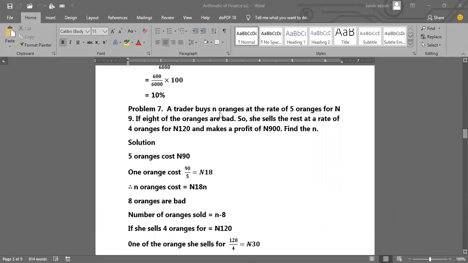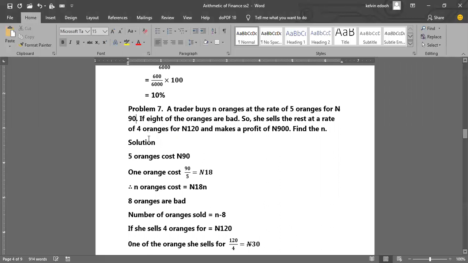A trader buys n oranges at the rate of 5 oranges for 90 naira. Sorry, there's a problem with the question. It's 90, not 9. So this is 90.